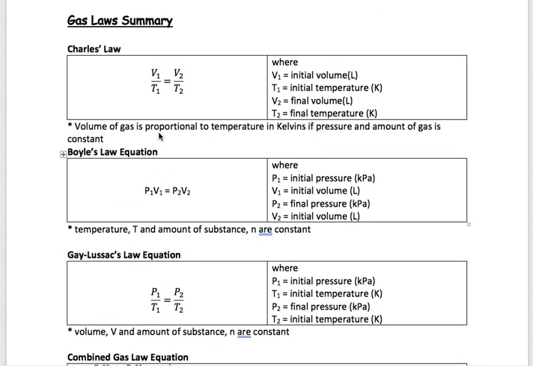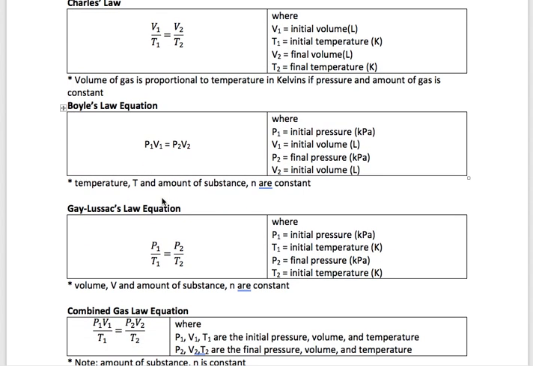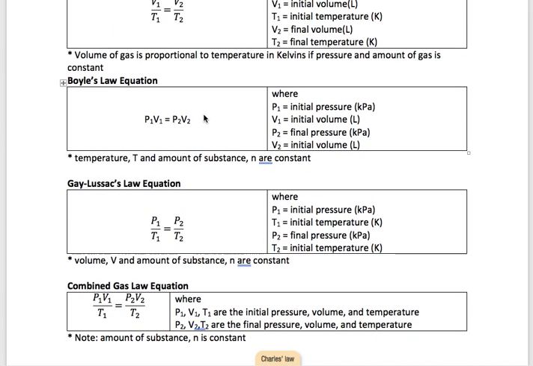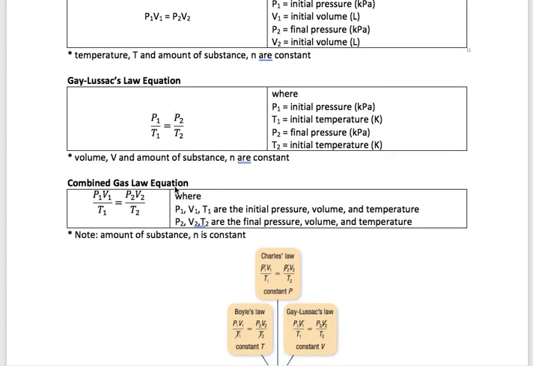So just so you know, it started off with these three scientists and their groups that they came up with. Charles studied the volume and temperature relationship, Boyle studied the pressure and volume, and Gay-Lussac studied the pressure and temperature relationships. From there, their studies were combined all together, and we came up with the combined gas law here.